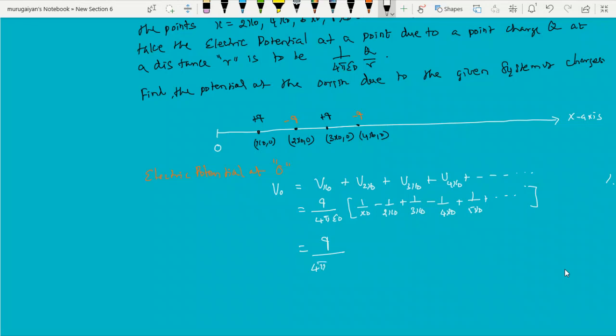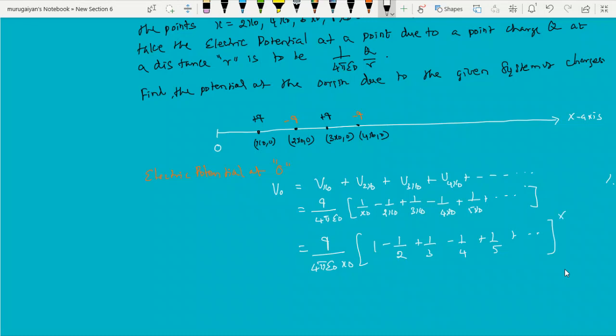So we have q over 4 pi epsilon naught x naught times 1 minus 1 by 2 plus 1 by 3 minus 1 by 4 and plus 1 by 5, keep going. Very important.